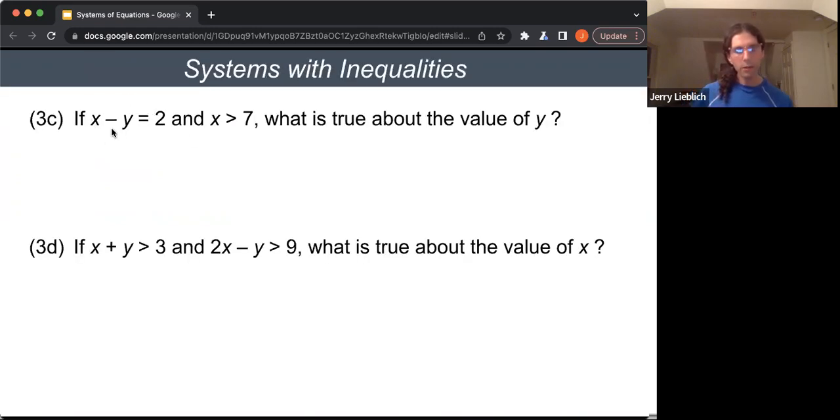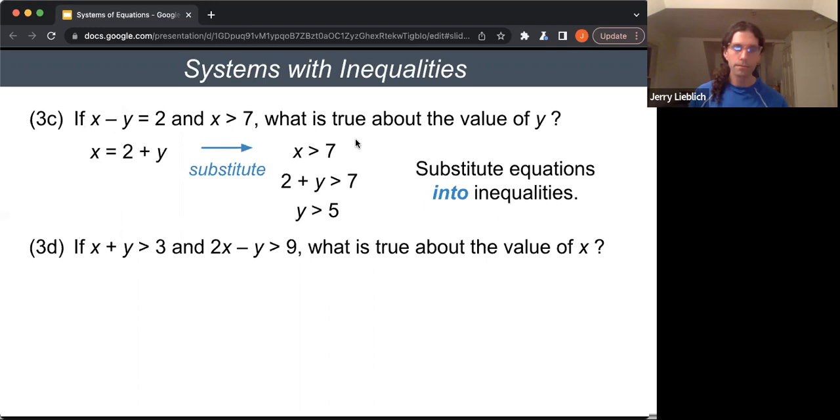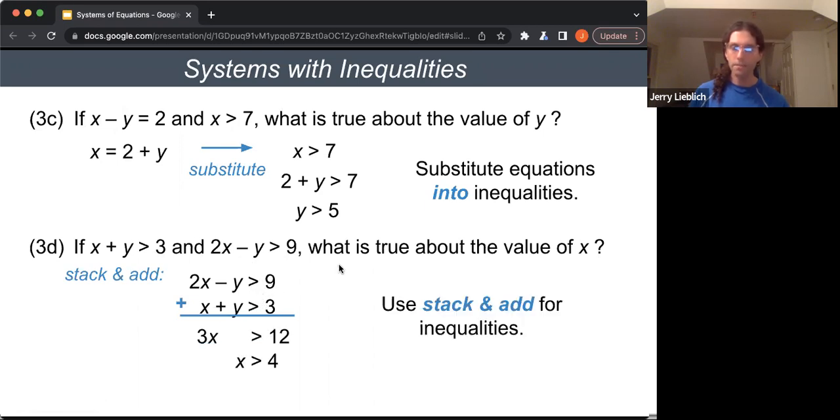So here I've got an equation and an inequality. Yeah, this will be posted on YouTube. I don't know exactly how soon, probably like next week or something. So here I've got an equation and an inequality, and I can substitute from the equation into the inequality, but not the other way around. With multiple inequalities, I'm going to line up the signs and add them together.